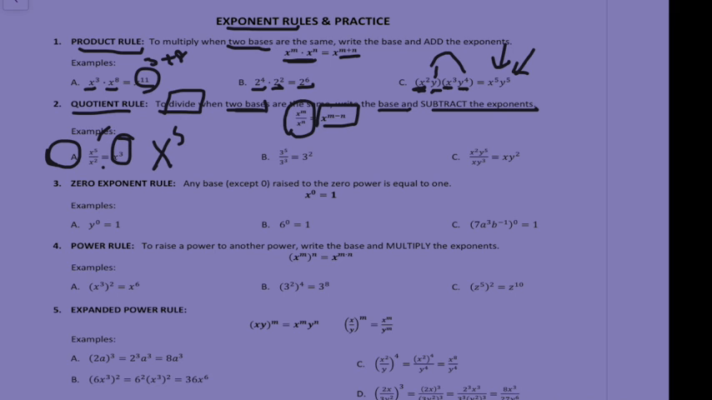So really you are doing this. In this case, the bases are the same. So we do 5 minus 3, we get 2.